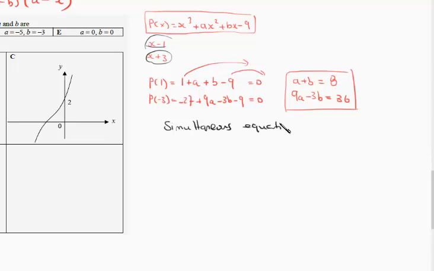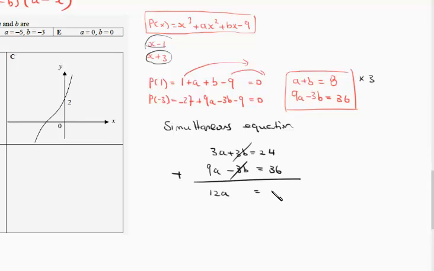Simultaneous equation. So if you multiply this top equation by 3, then you get 3a plus 3b equals 24. And this one here is 9a minus 3b equals 36. And if you add them up, then the b cancels out. So this will be 12a, this is equal to 60. So a then equals 5. Now we can figure out b as well, because we found a as 5, b must be 3. Okay, so b is equal to 3 there.